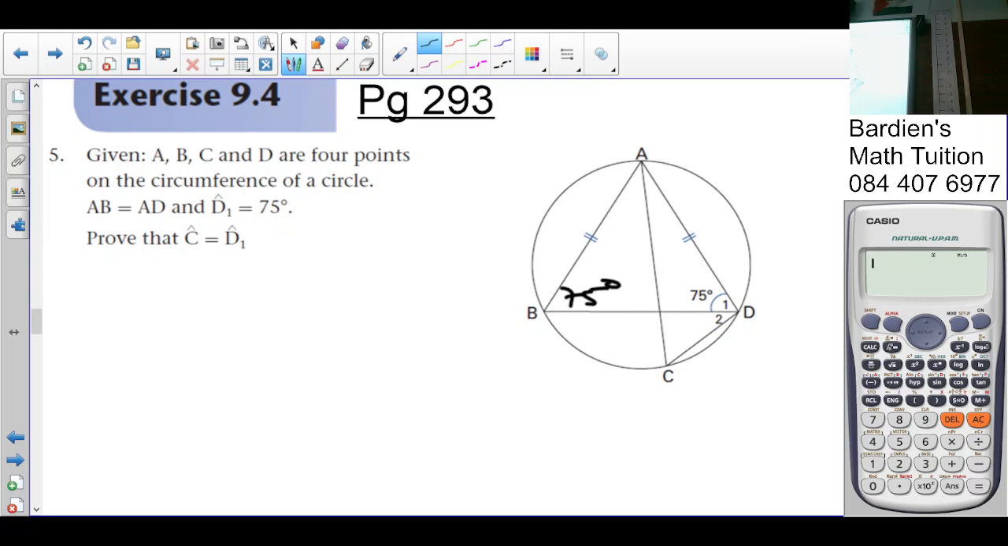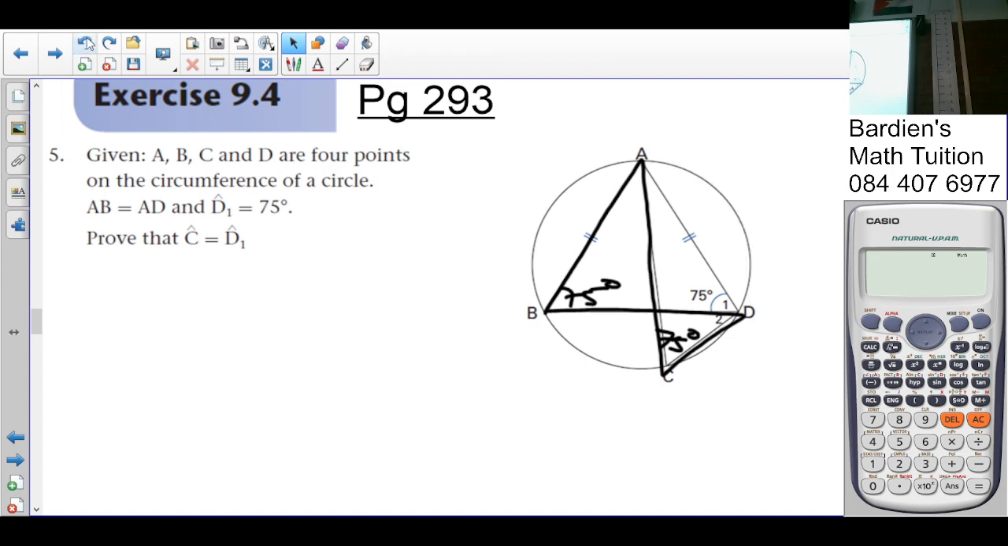Then they want you to prove that angle C is equal to angle D1. But D1 is 75. So if we can prove that C is 75, we've done the job. Not so? Why is C 75? Angles in the same segment. There's your bow tie. Whoops. That is not the bow tie. There we go. You see that, people? And it's coming from arc AD. Now it's just a matter of writing it neatly out.